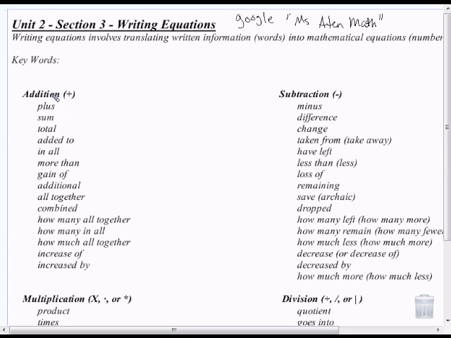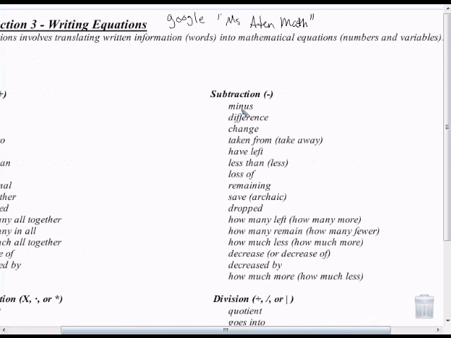So, keywords are the words that mean addition, mean subtraction, mean multiplication, or mean division. For addition, you get things like plus, sum, total, added to, in all, more than, gain of, additional, altogether, combined, how many altogether, how many in all, how many, just how many, how much, increase of or increased by. These all mean addition.